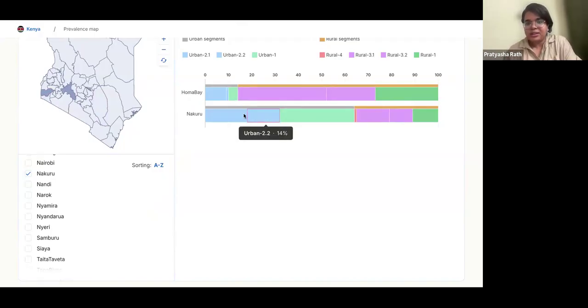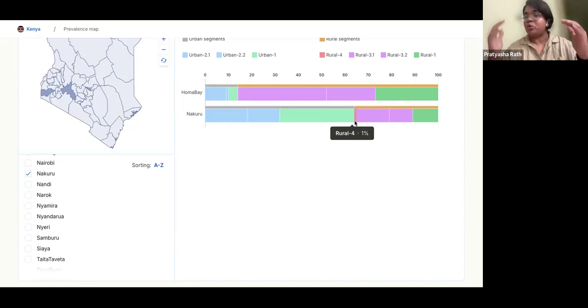Even in Nakuru, you see that it's mostly urban segments which are present. So 32, 14, 18, so more than 50% segments are urban. Even here, the most vulnerable rural 4 segment is just 1%. It's 7% in the country, but in these 2 geographies, it's only about 1%. So you're getting a very clear prevalence understanding, which will allow you to tailor your strategy and decide which segments do I work with more, which segments do I deep dive into, which segments do I explore more, and then strategize around, instead of again having to work with all segments.